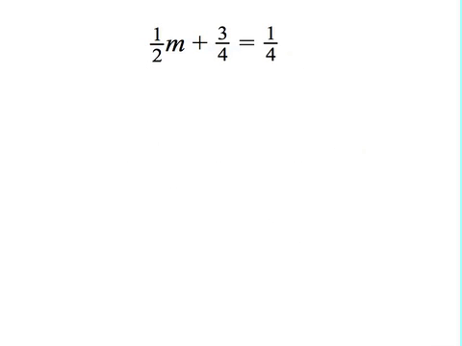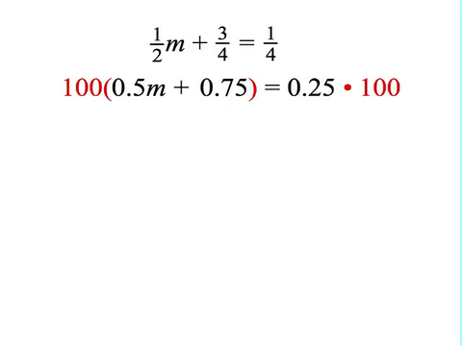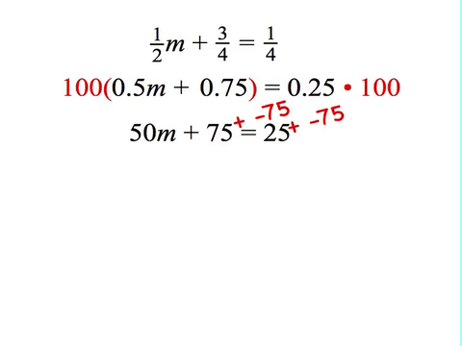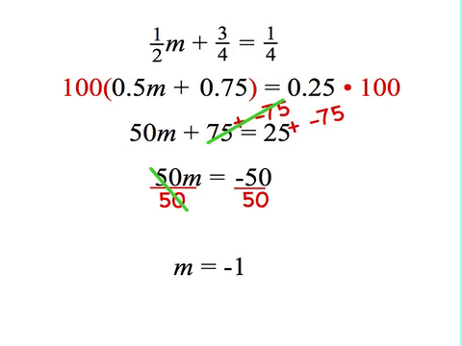Here's an equation with fractions. These are very common fractions. Most of us have memorized their decimal equivalents, so that's one way to go. Then we multiply both sides by 100, giving us 50m plus 75 is 25. Add negative 75 to both sides. Then divide what's left by 50, and we get that m is equal to negative 1.